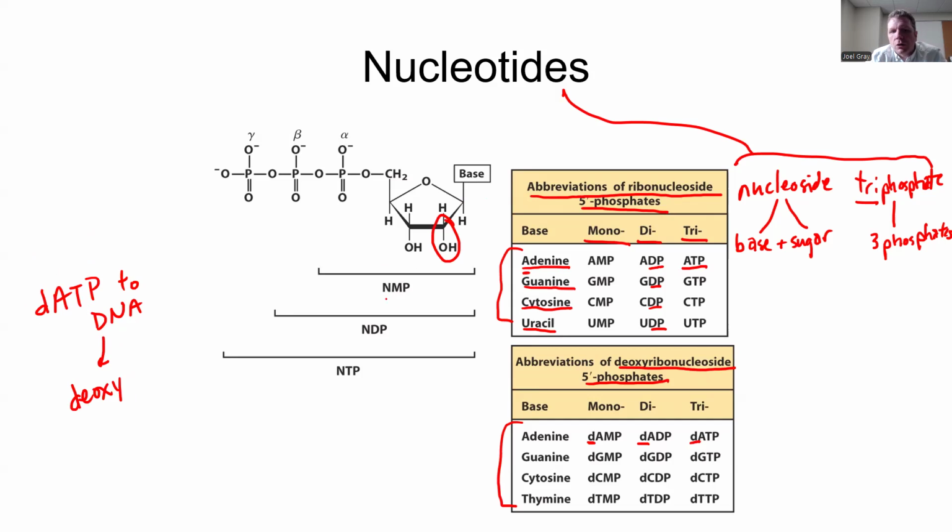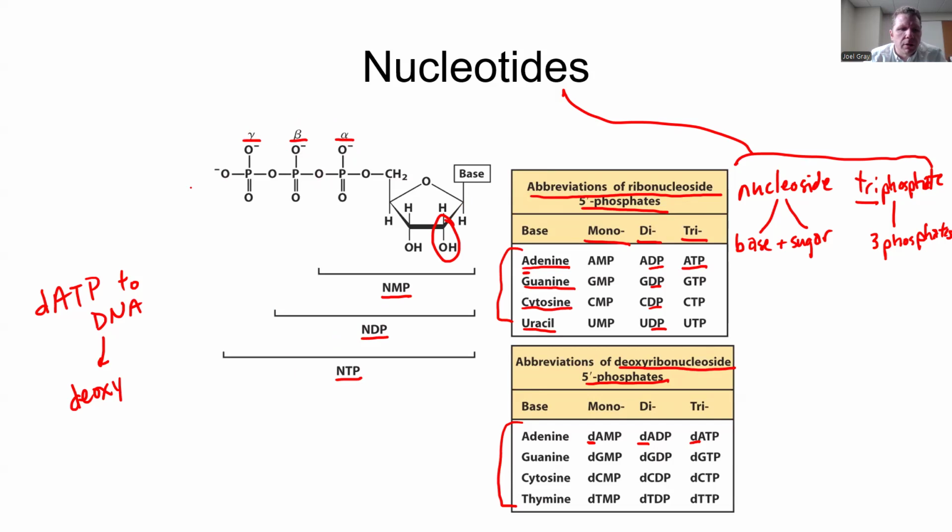Now, other abbreviations that you should be comfortable with are NMP, NDP, and NTP. That N there means any nitrogenous base. So it's a nucleoside monophosphate, nucleoside diphosphate, nucleoside triphosphate. Now, like I said, your mono-, di-, and triphosphates are the most common. What you should probably get comfortable with is the identifiers of each of these phosphates.